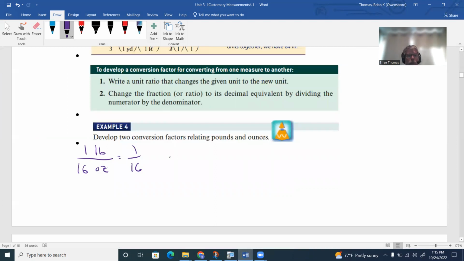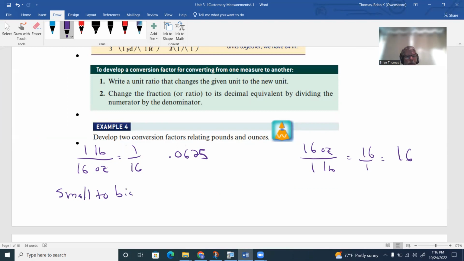So it's going to be 0.0625. If I do the other one, we have 16 ounces per 1 pound. That's just going to be 16 over 1, which is just going to be 16. Now, notice how the ounces is on the bottom here. So that means we had to start with ounces. So if I'm going from smaller to bigger, what we pick up on is we're going to have to multiply by a decimal conversion factor.